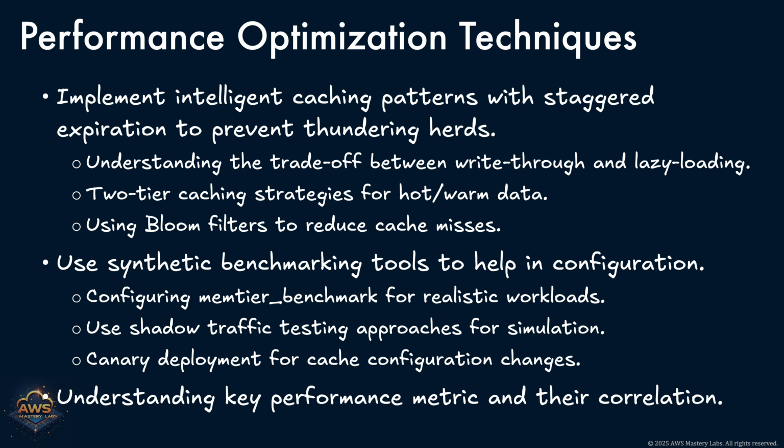Understanding key performance metrics and their correlation is crucial for maintaining an optimized caching system. For example, a higher hit ratio often correlates with better throughput, but it's essential to monitor the trade-offs between memory utilization and latency. Additionally, CPU utilization can vary depending on the types of operations being performed, so it's important to align these metrics with your specific performance goals.